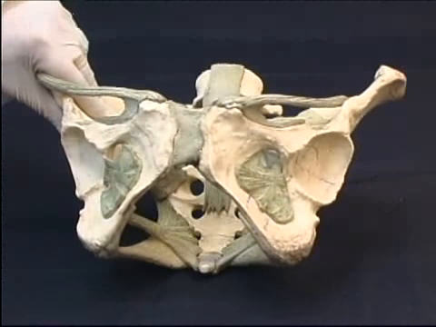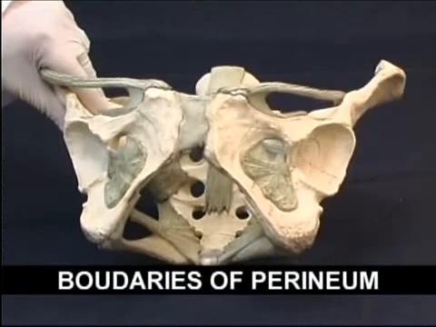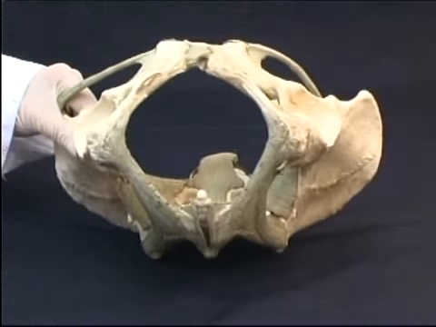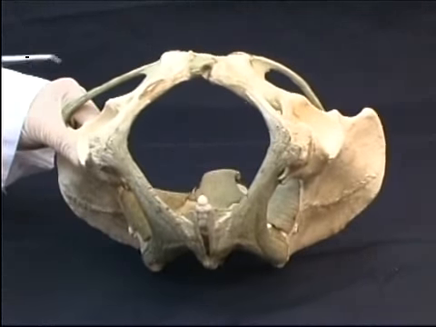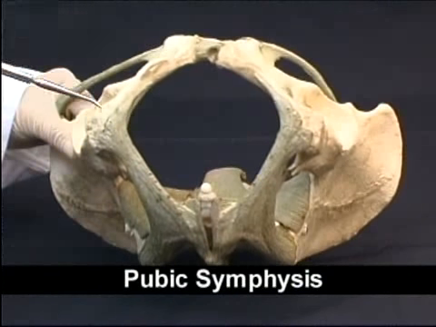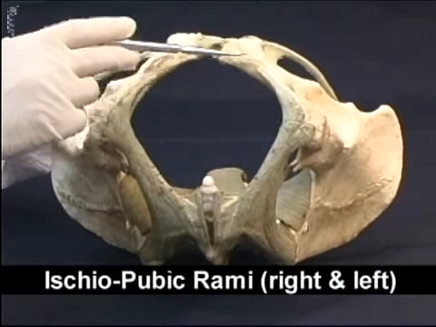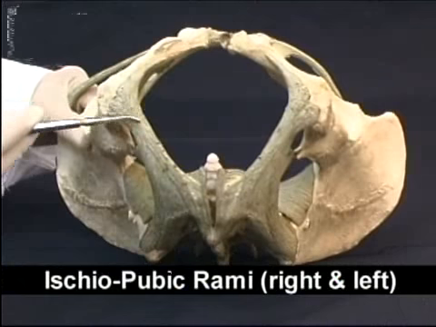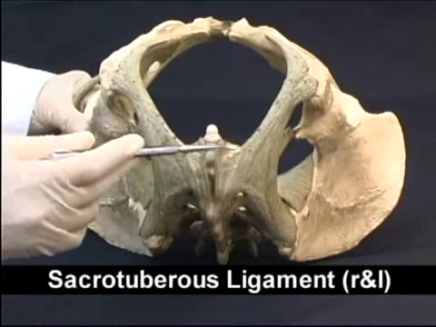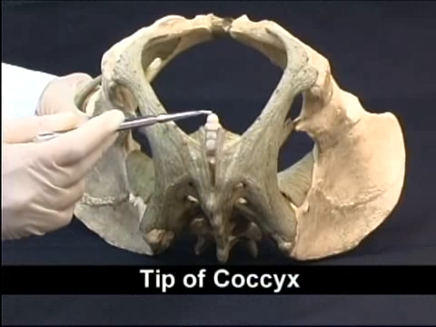On this pelvic model, I'm going to define the boundaries of the perineum. The perineum is a diamond-shaped area of the body which is bounded anteriorly by the pubic symphysis. On the lateral aspect, right ischiopubic ramus and left ischiopubic ramus. On the posterior aspect, it is completed by the right and left sacrotuberous ligament, and posteriorly the tip of coccyx.